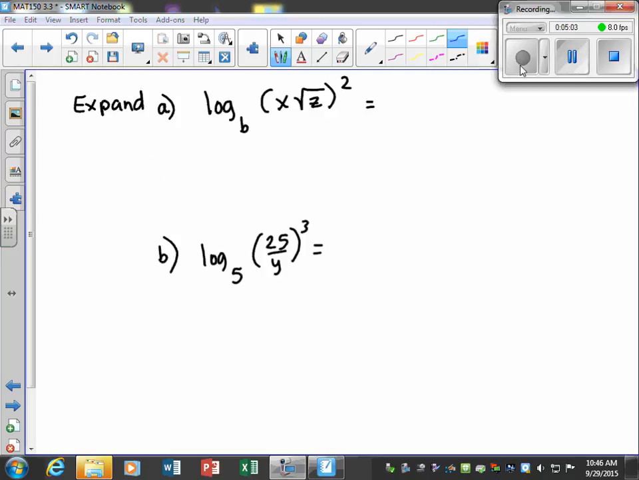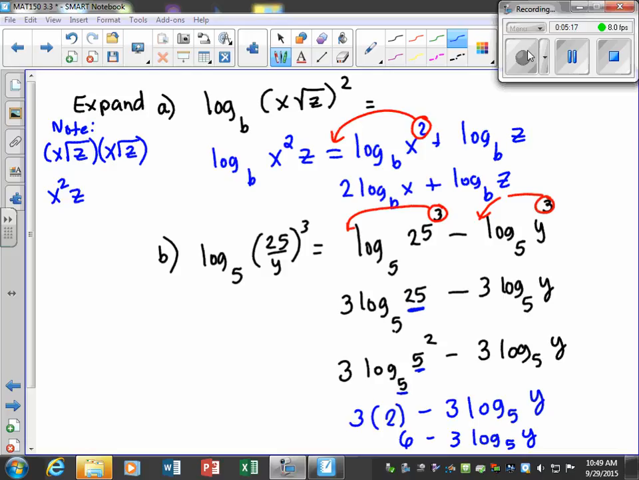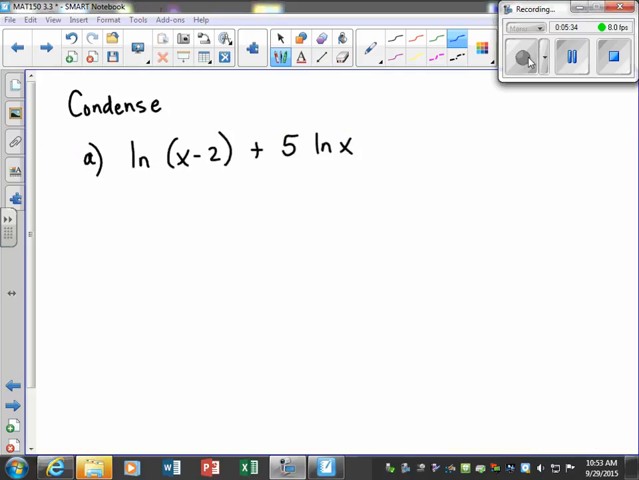Here are a couple of extra examples for you to pause and practice. I'll give you a few minutes and then I'm just going to give the solutions. Okay, first we use our power rule. Then after that, I decided to rewrite 25 as 5 squared, and then we use this rule, and then afterwards we simplified to that. This is a condensed one to practice.